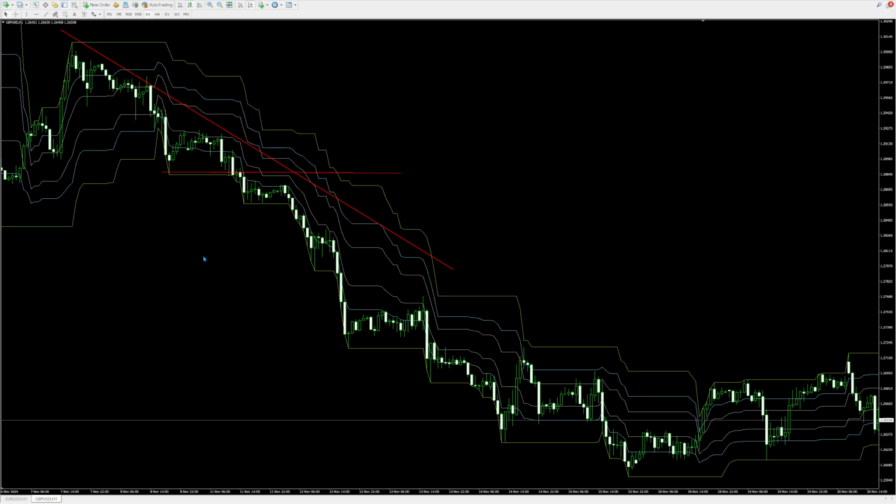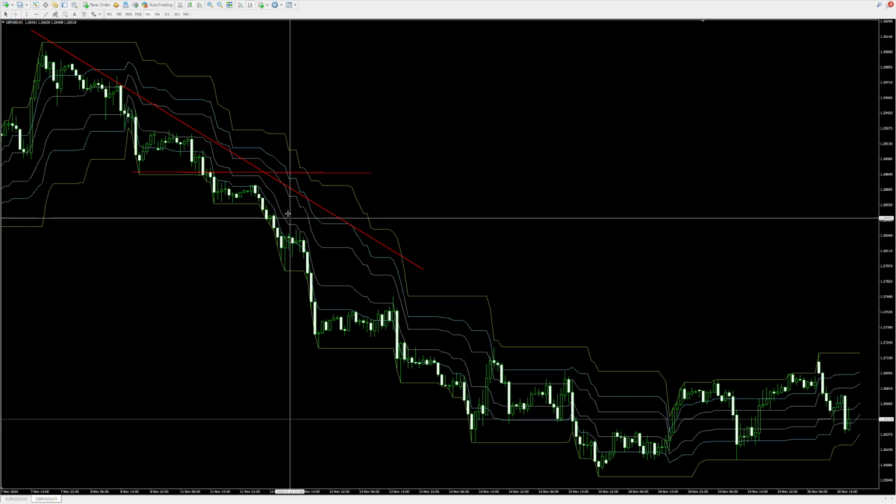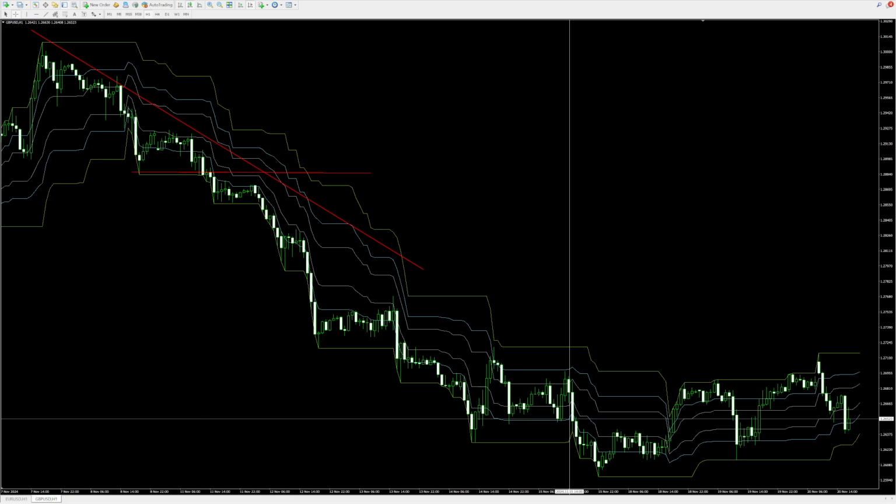Okay. And you can have the best entry in the world. If your money management is poor, the results will probably be poor as well. Okay. So this was the ideal entry in this particular downtrend using a consolidation breakout there.